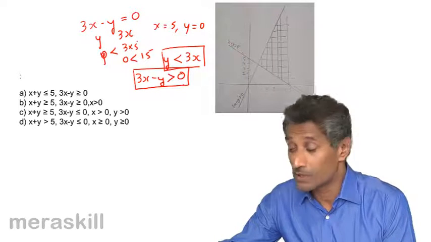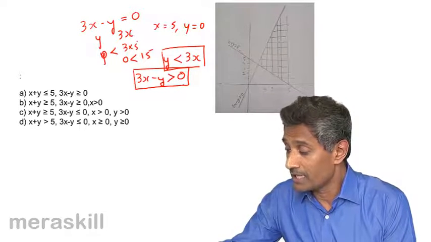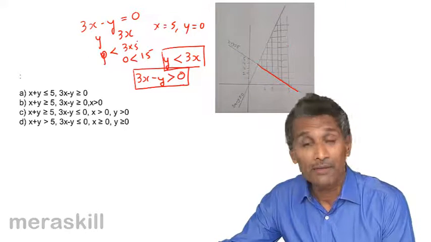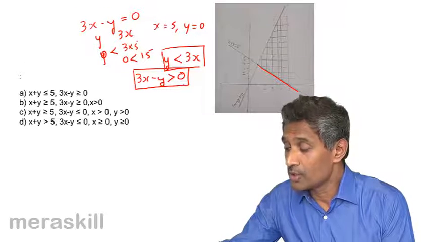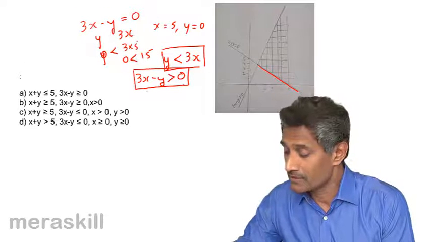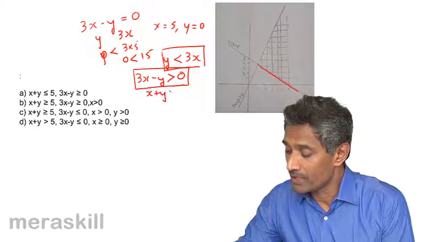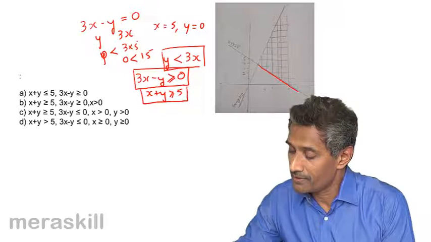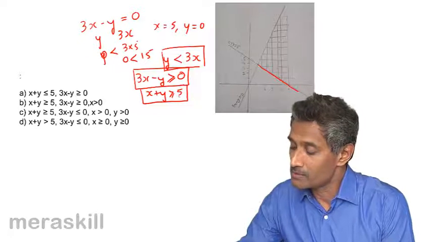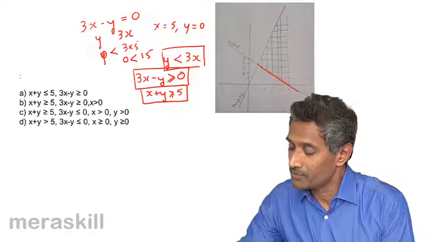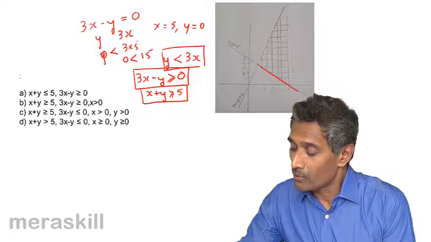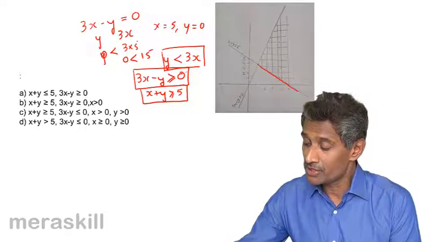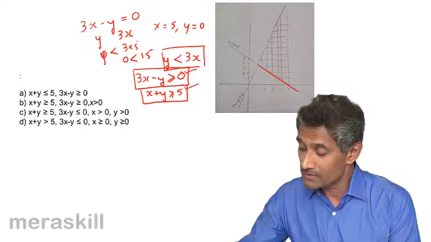Now let's look at this particular line. This particular line is x plus y is equal to 5, and the region over there is on the non-origin side of it. So obviously this has to be x plus y is greater than or equal to 5. You have x plus y greater than or equal to 5, and 3x minus y is also greater than or equal to 0. So we have a combination of this region.